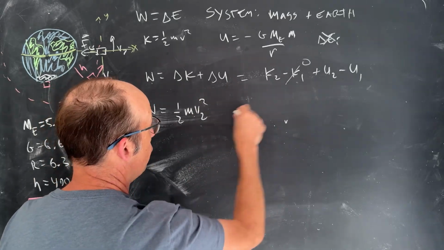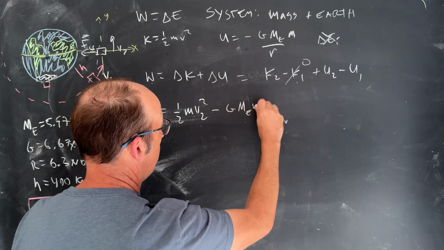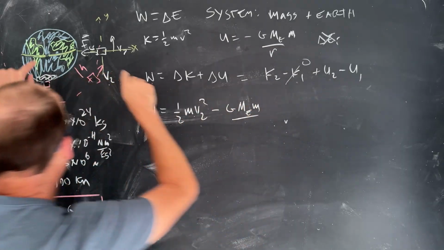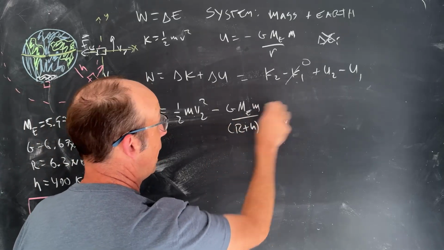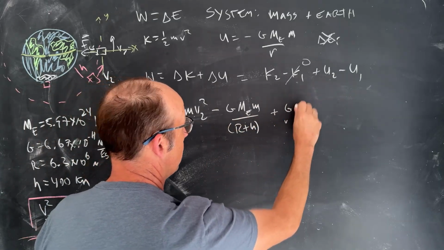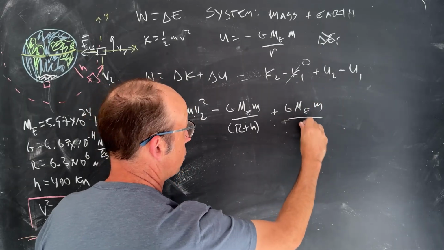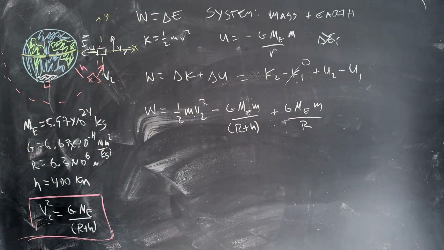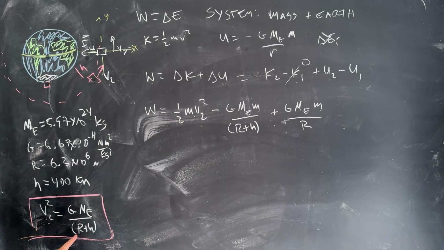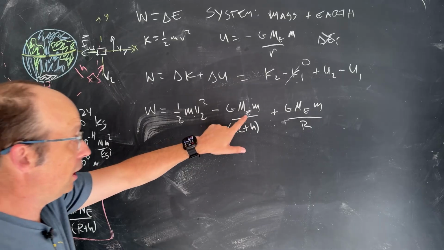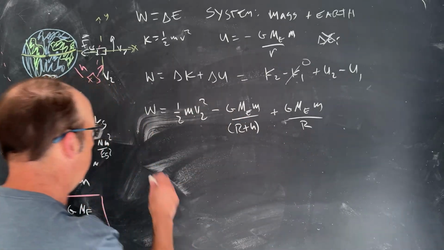That's 0. U2 is going to be minus G, mass of the Earth, mass of the payload, over the final r, which is r plus h, minus a negative, so plus G, mass of the Earth, mass, over the initial potential, which is just r. And you'll notice that I know the mass, I know v2, I know G, I know everything in here, so I can calculate everything. I'm done.